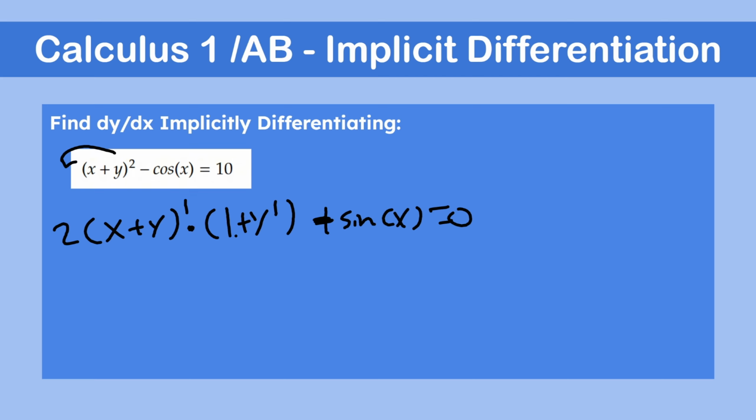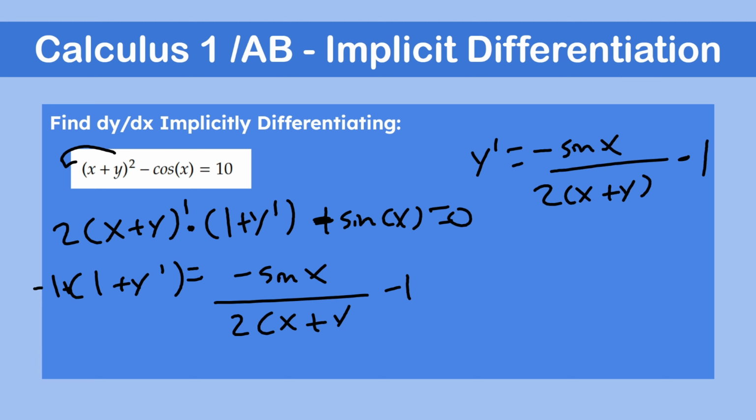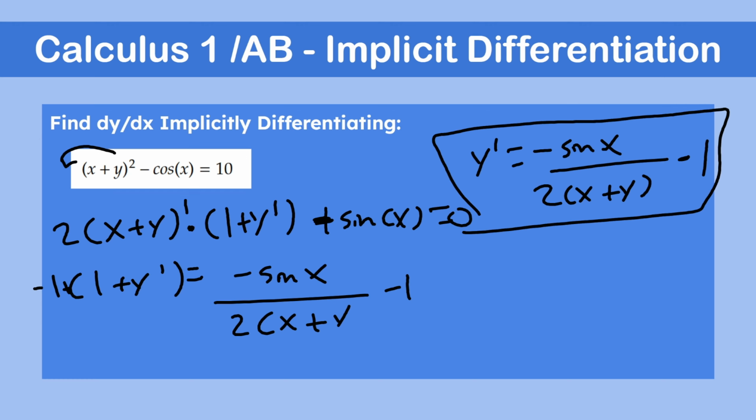So what we can do here is subtract sine x. So we have 1 plus y prime is equal to negative sine x over this term. So you have 2x plus y, but all you have to do is subtract 1 from both sides, and we're left with y prime is equal to negative sine x over 2x plus y minus 1, and that is our final answer.